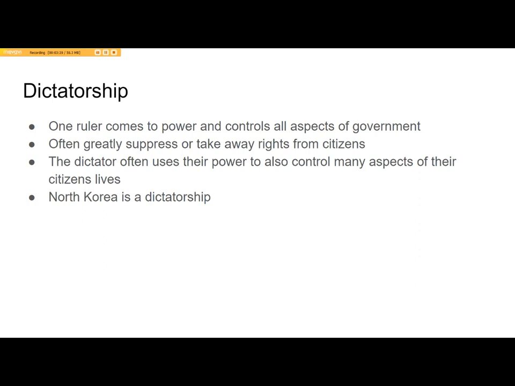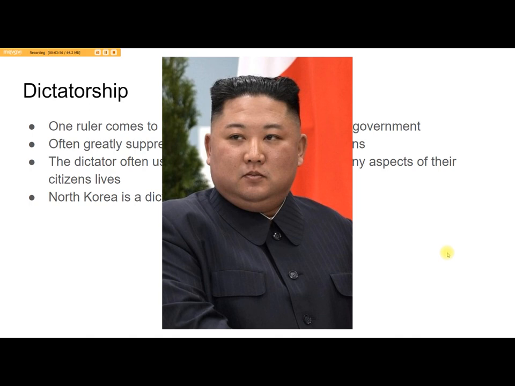A dictator's control can be over all, if not many, aspects of a citizen's life, meaning you have very little freedom, not only in government, but maybe in how you act, in your jobs, in how you spend your money, in how you live your life. North Korea would be an example of a dictatorship. In North Korea, you are not going to want to speak poorly about the dictator. You're not going to want to go against your leader's commands, because if they hear you, they might pop right up and throw you in prison.